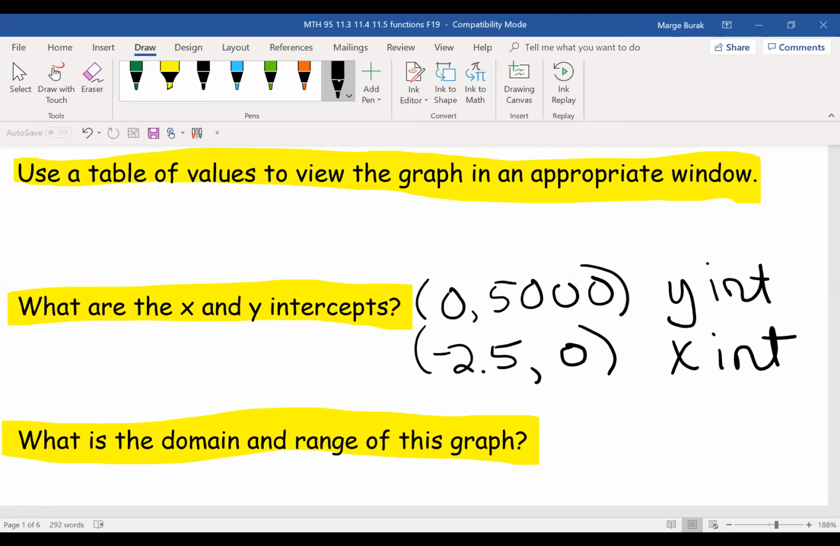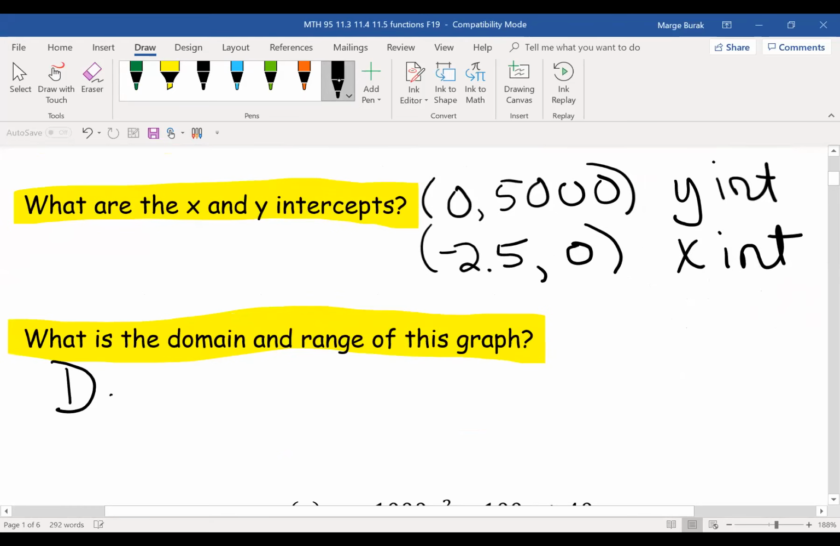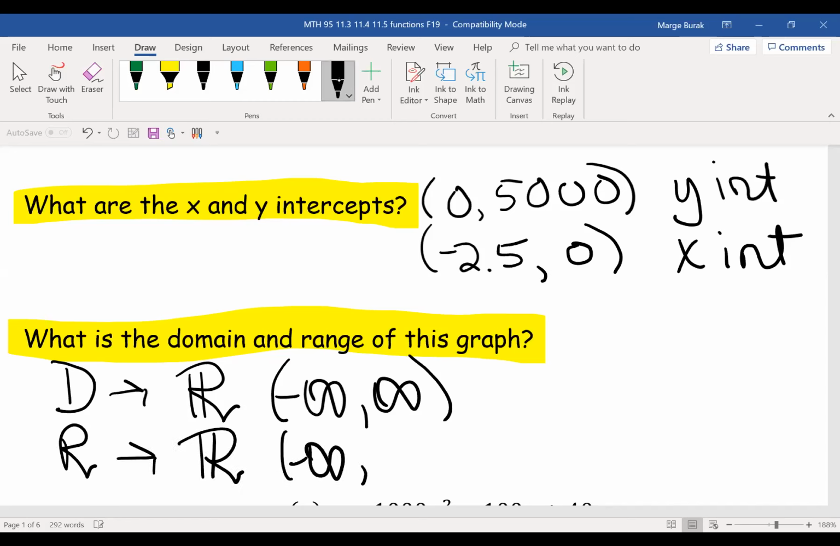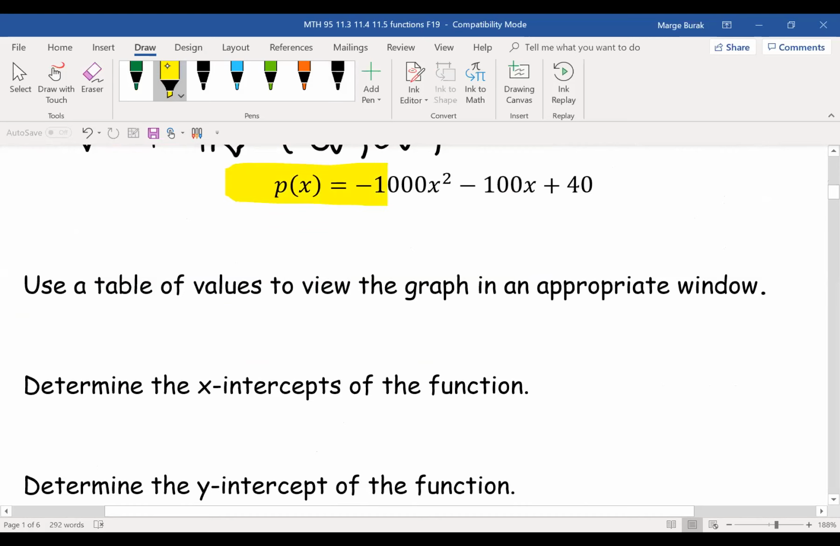The domain and range we decided was forever in both directions. So the domain would be, I'm going to do the double R, that means all real numbers, which is from negative infinity to infinity. And the range would also be all real numbers, or negative infinity to positive infinity. Okay, all right, let's take a look at a quadratic function.